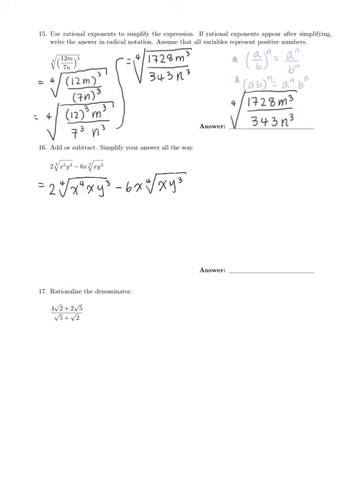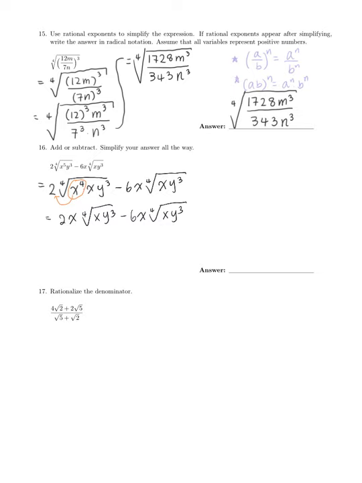Okay, so now let me just circle the perfect power. This guy is perfect, and the other guys are not perfect. So now what's going to happen is this. You have a fourth root of x to the fourth, which is the same thing as x to the fourth to the 1/4 power. So what's going to happen next is only the x gets to go outside of the radical. So here you're going to have 2 times x, and then the fourth root of xy cubed, and then minus 6x times the fourth root of xy cubed.